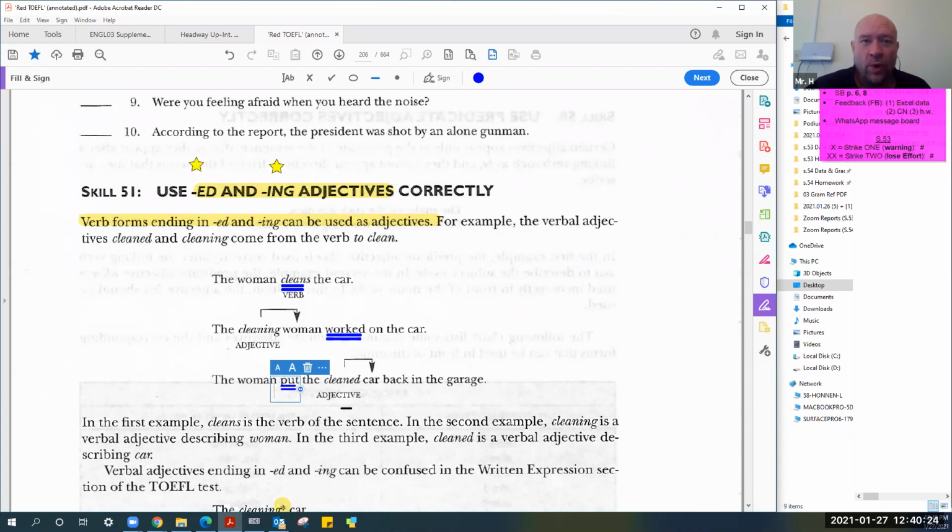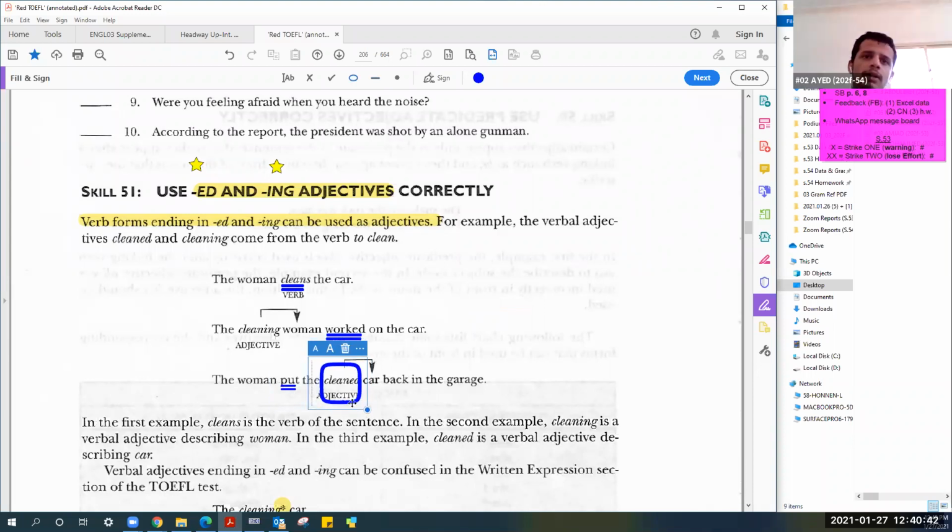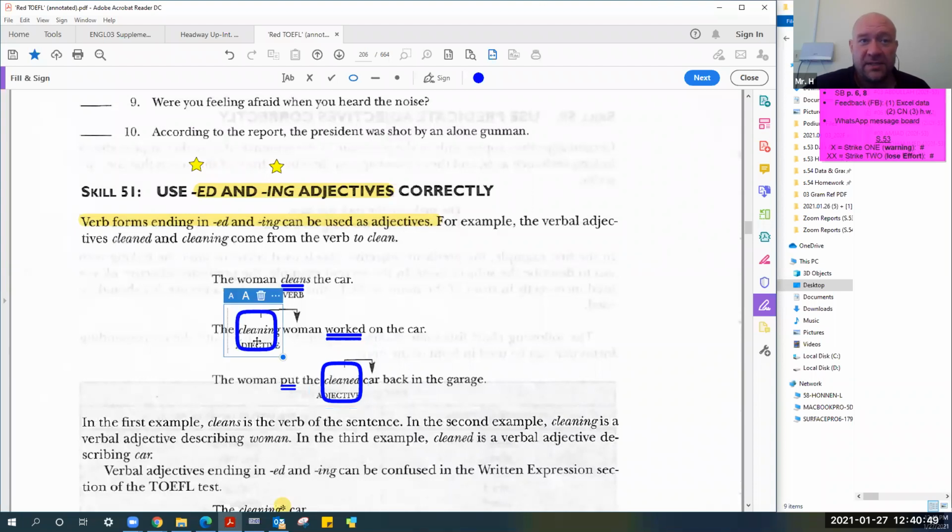Now, what about this? Cleaned. It is an adjective. Why is this an adjective? What's the reason? The ED. It describes the car. Yeah? This describes the woman. Yeah? So here's my question.